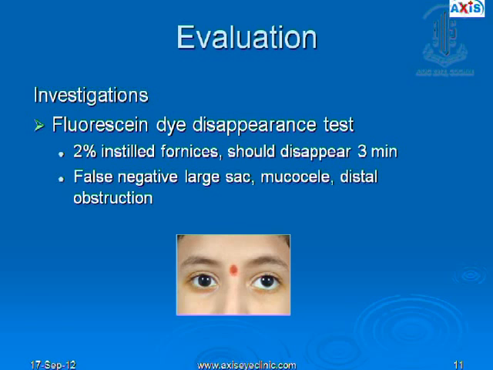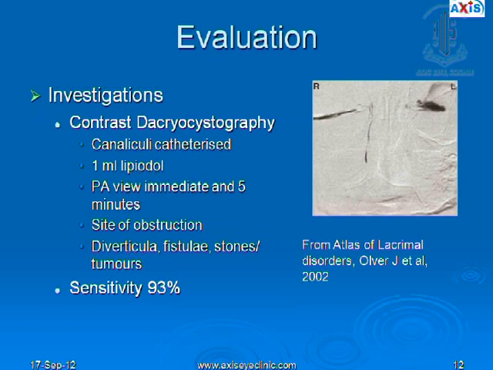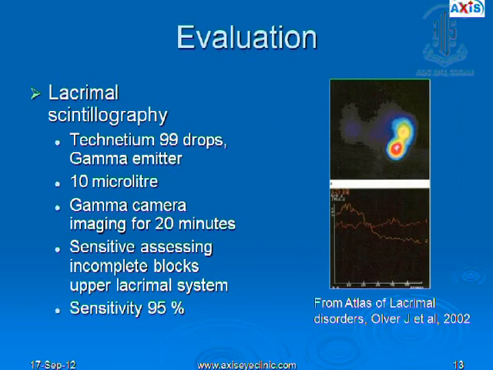A false negative can occur if there is a very large sac, if there is a mucocele or a distal obstruction. Again, special investigations like contrast dacryocystography can also be done, in which dye is injected and one takes an X-ray and tries to localize the position or the movement of the dye. So here you can see the dye is moving through the canaliculus into the region of the sac and finally into the nose, while on the left side it is actually getting stuck in the region of the common canaliculus. So this kind of investigation will give us a good view of what is happening, and we can find out the presence of diverticula, fistulae, stones and tumors.